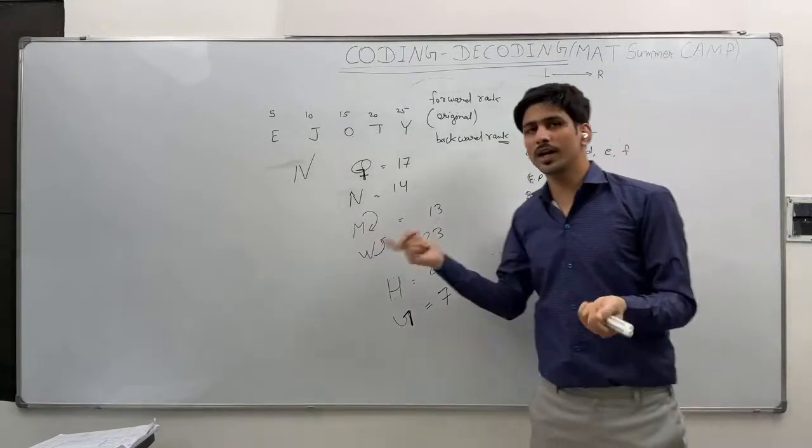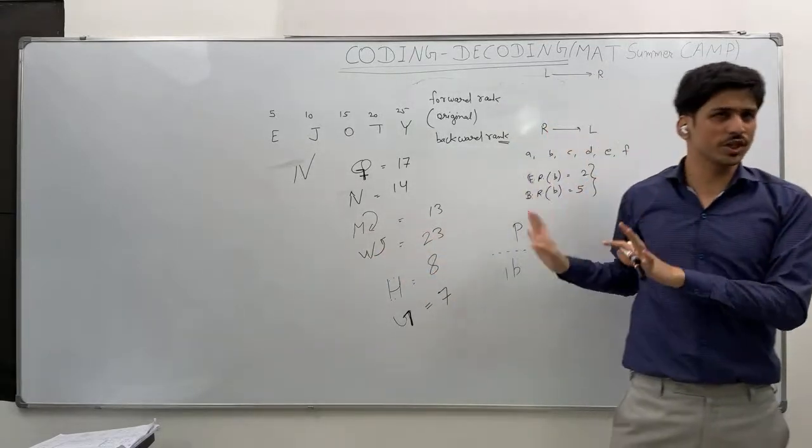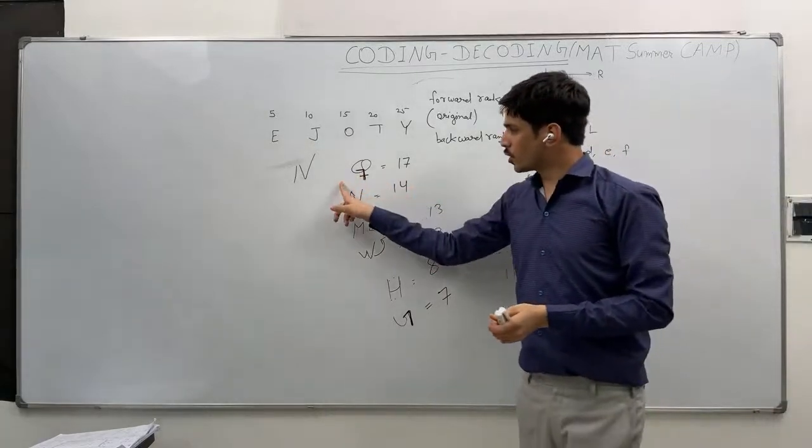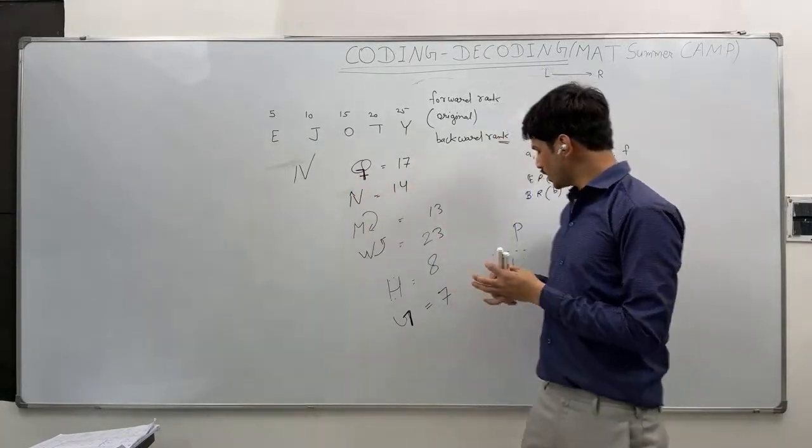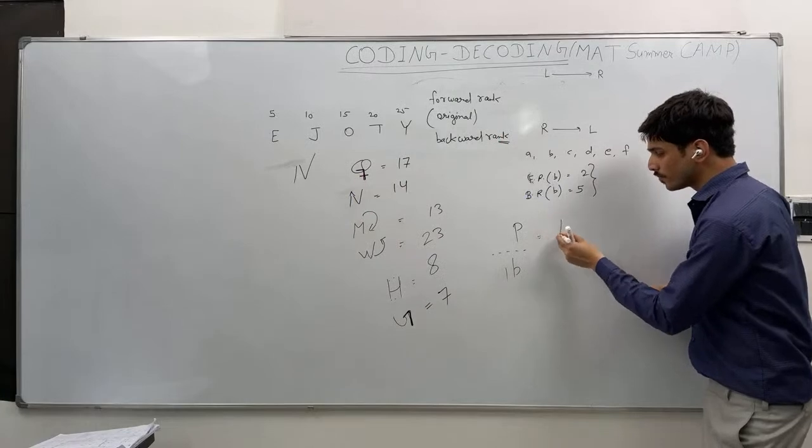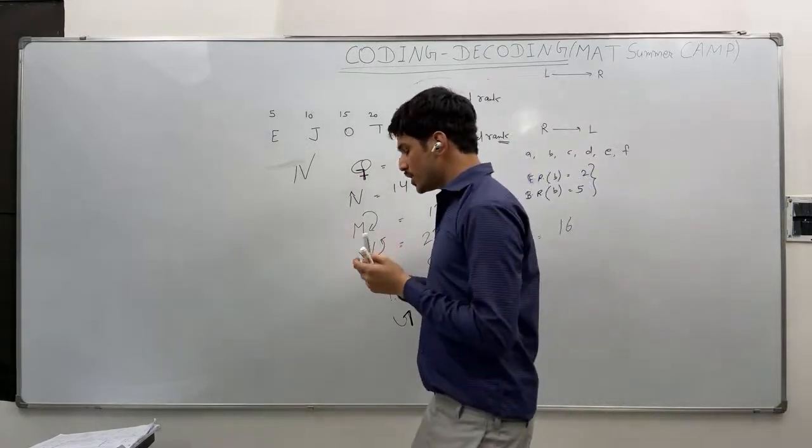But the thing is, the moment I ask you what the rank of P is, you should know it is 16, right? So that's the only purpose. Q is 17, N is 14. And what is the rank of P then? 16. Rank of P is going to be 16.